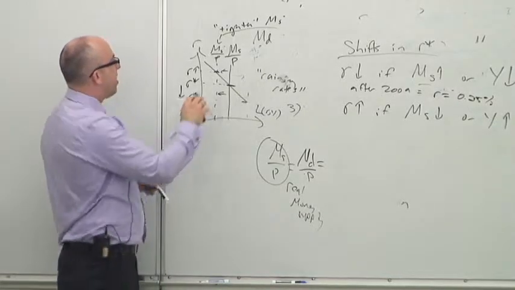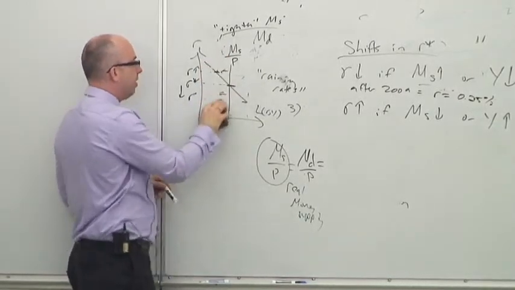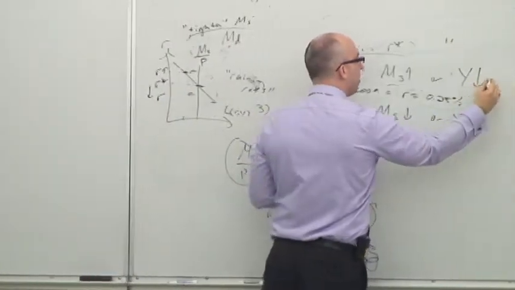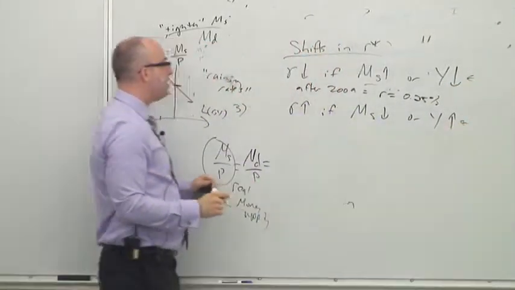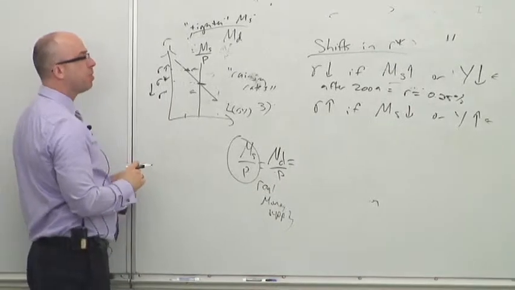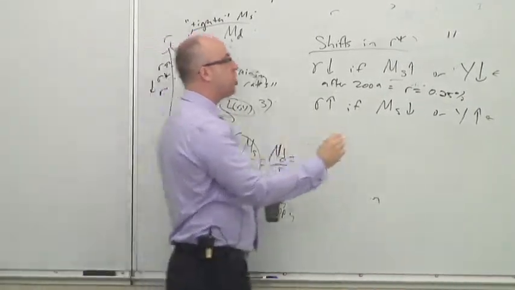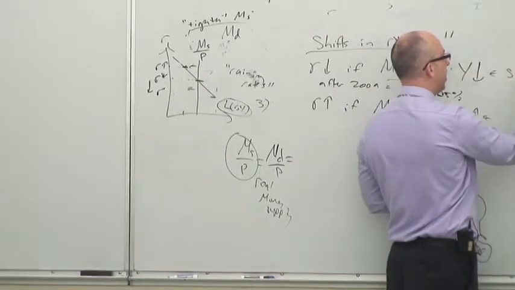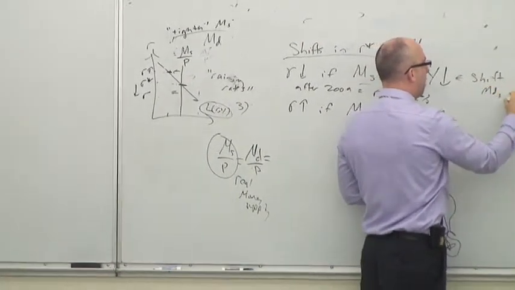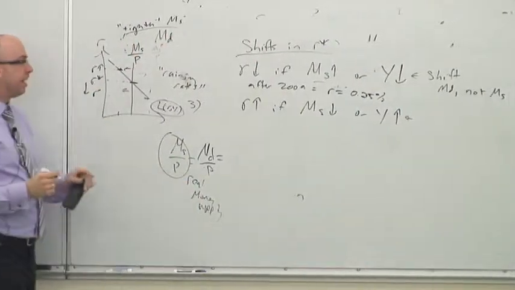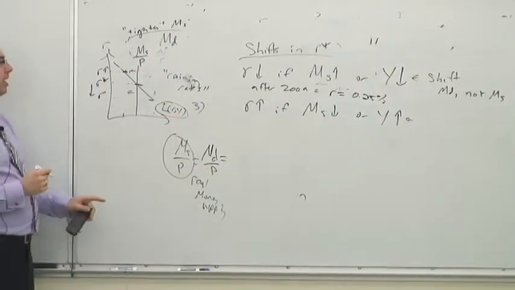Now, that is just the monetary part of it. Next, I'm going to focus on the income part of it. What happens if the economy performs poorly, if GDP drops? Then you have to shift the curve. You shift the money demand curve, not the money supply curve. Y is written in here.